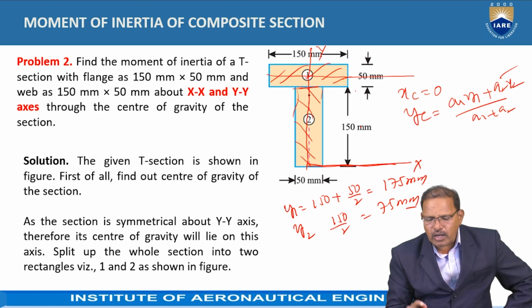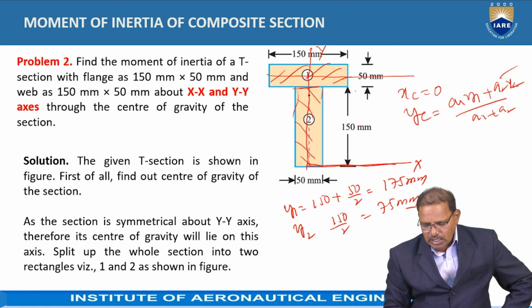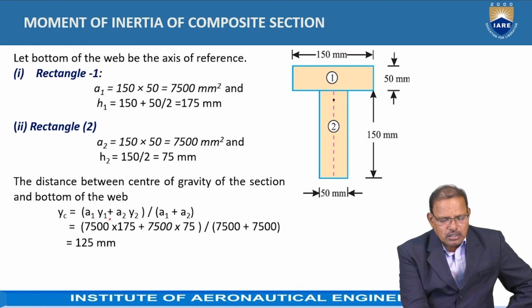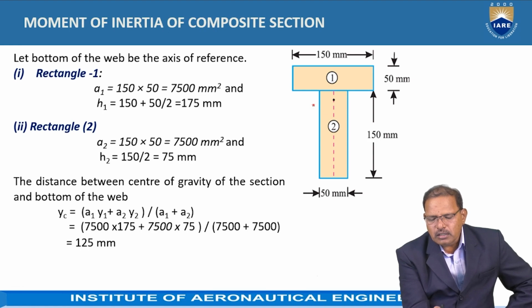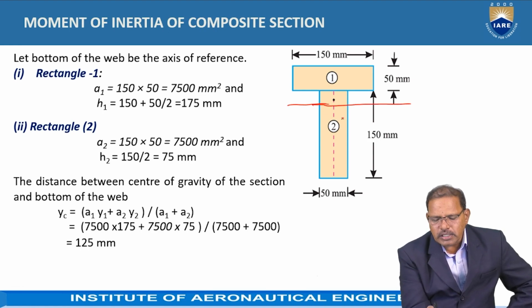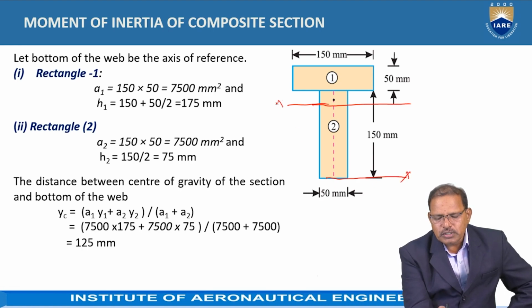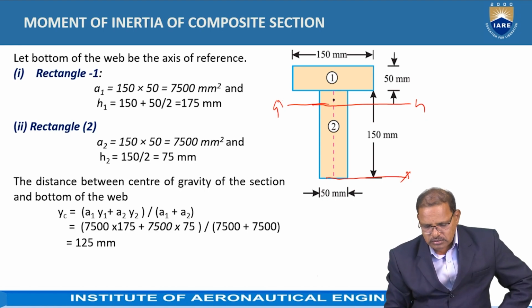Substituting these values in the equation yc is equal to A1 y1 plus A2 y2 divided by A1 plus A2, we got the position of the centroid as 125 mm. That is, it lies at a distance of 125 mm from the base. This is known as the position of the centroid. Assume it is represented as IGG.